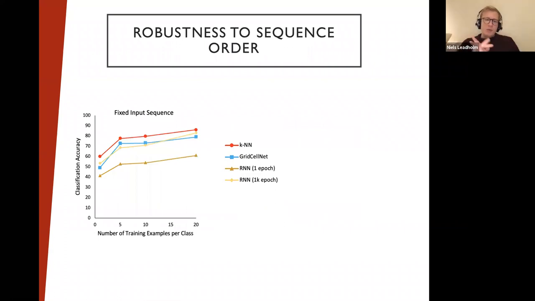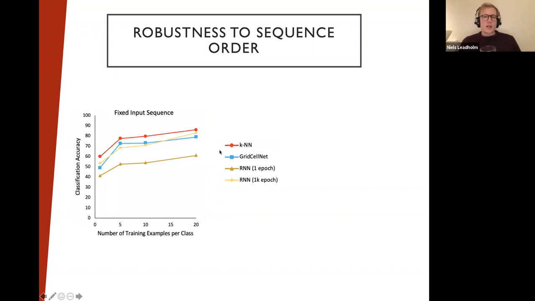So then the main result is, as mentioned in the basic task, there's a fixed input sequence of these features that's given to the classifiers. And the setting that I'm looking at here is few-shot learning on these MNIST digits. So anywhere from 1 to 20 examples of each class are being fed. And in addition to the k-nearest neighbor, the recurrent neural network has a mode with both only one epoch of training and 1,000 epochs of training.